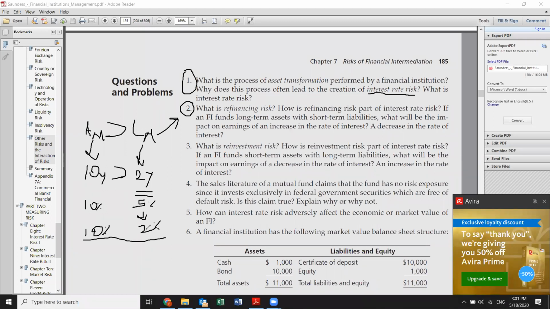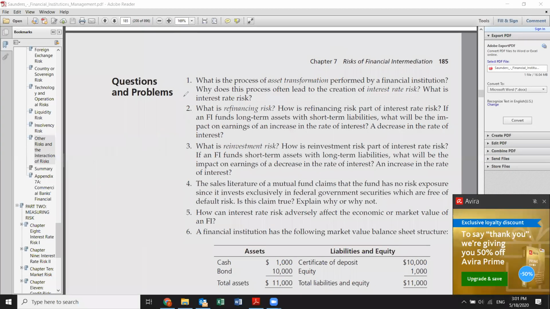This is what we call a refinancing risk. In a refinancing risk, as interest rate increases, that makes the bank go into trouble because the maturity of the assets is higher than the maturity of the liabilities, because of a 10-year loan versus 2-year time deposits. This is what we know about refinancing risk.